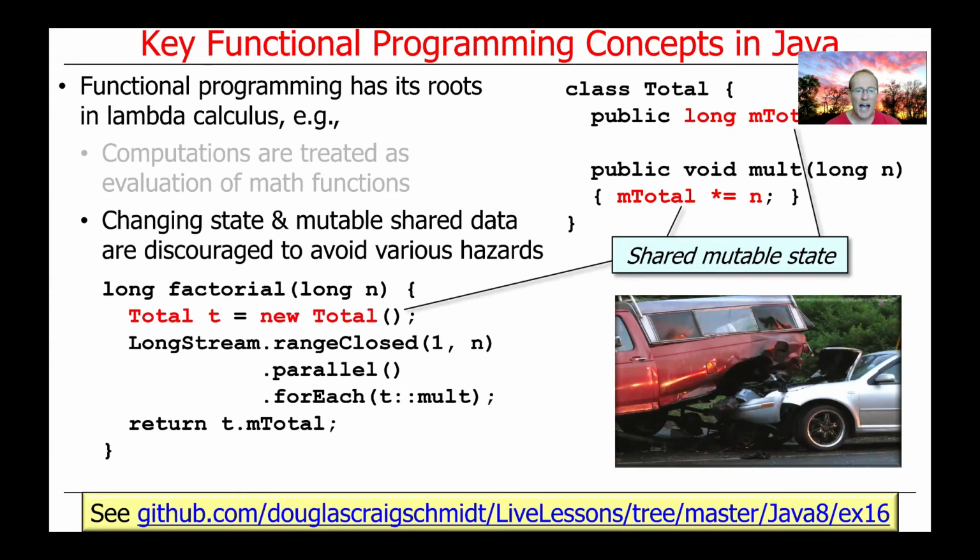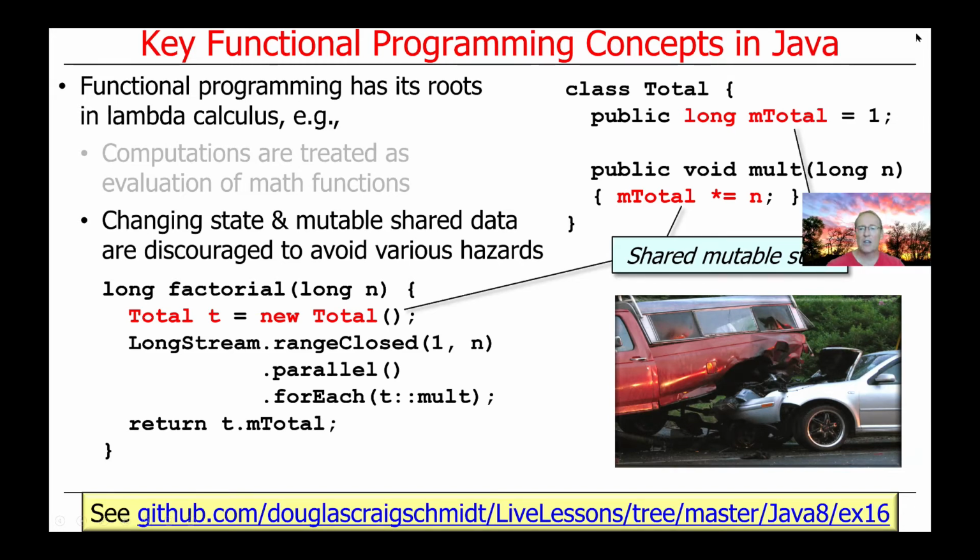So here we go ahead and we allocate a new object called T of type Total. You can see Total over here. Let me move my head out of the way. You can see that Total has a field called mTotal.